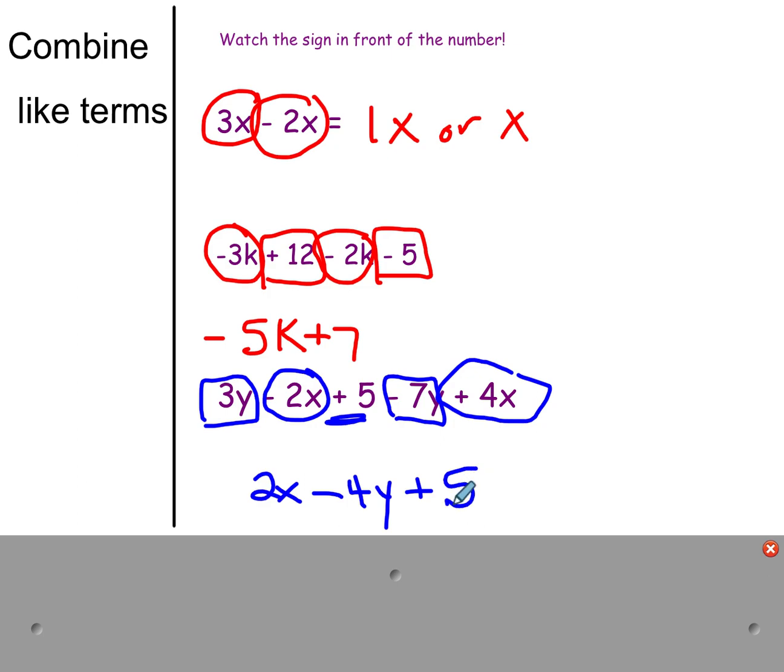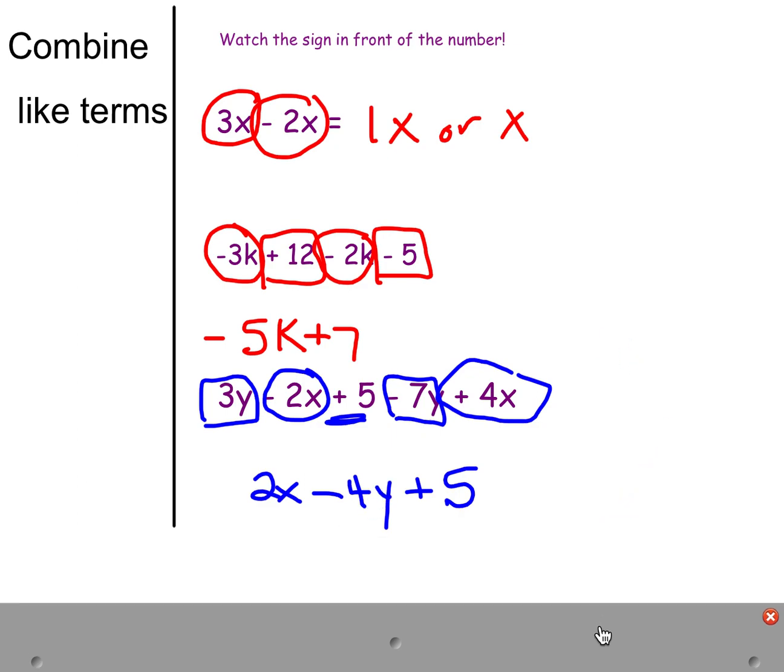So when we write them, variable goes first. We go in alphabetical order: x, y, and then the constant, the number without the variable.